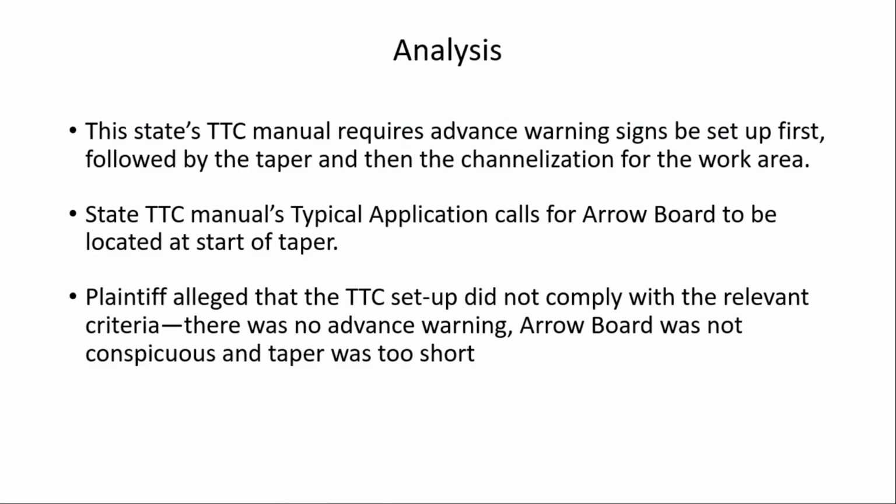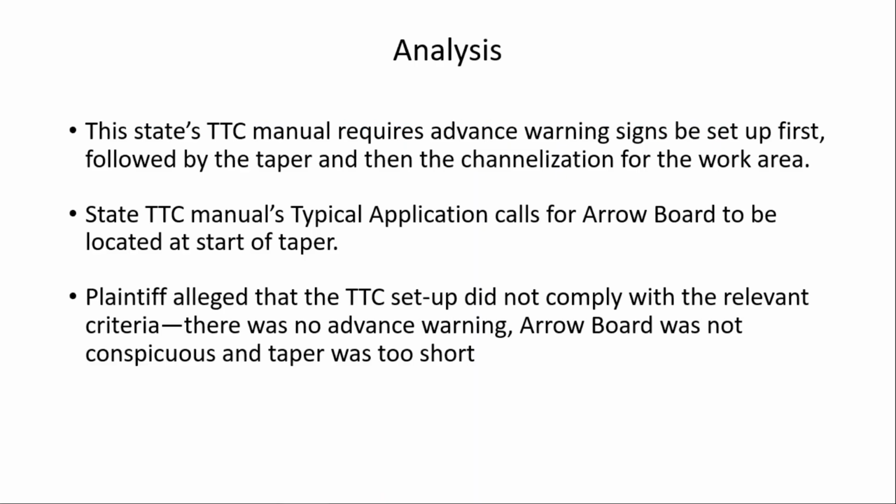The state's temporary traffic control manual's typical application calls for the arrow board to be located at the start of the taper, not at the end of the taper. So the plaintiff alleged that the temporary traffic control setup did not comply with the relevant criteria. There was no advance warning for the driver. The arrow board was not conspicuous, and also apparently the taper was too short.